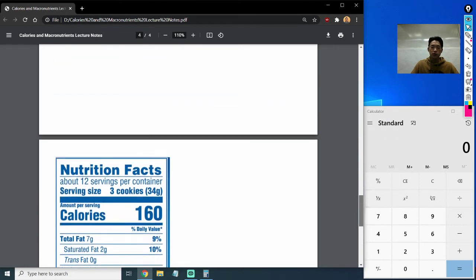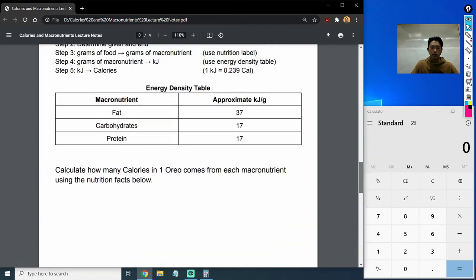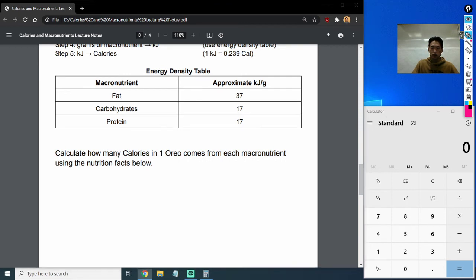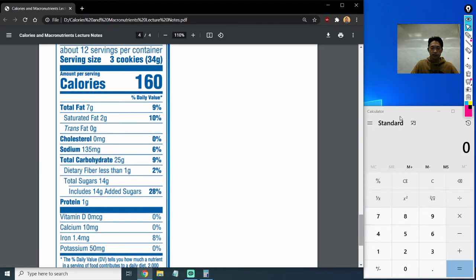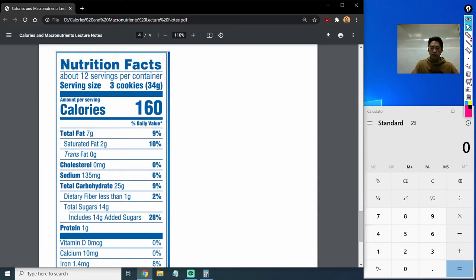Now, the key thing to remember is that we need to look at the serving size. If you look at the question, it's asking for what? 1 Oreo, okay? So we want to find the information for 1 Oreo. But if you look here, what is the serving size? The serving size is 3 cookies. It's 3 Oreos. That means in order to find our information, we need to divide everything by 3. That's how we're going to find the information for 1 Oreo.